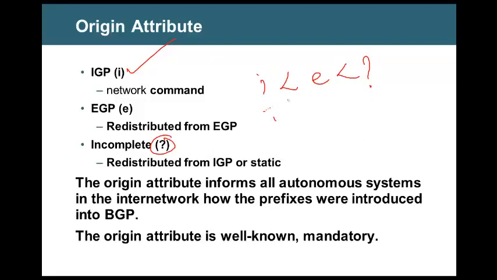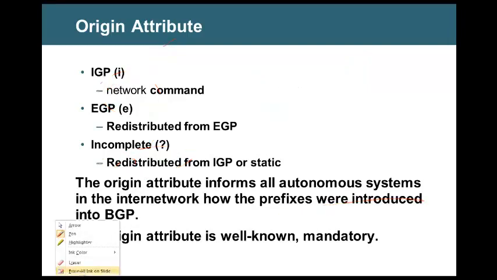Lower is always preferred. The origin attribute informs all the autonomous systems in the internetwork how the prefix was introduced. Was it introduced using the network command or through redistribution? If one source says through redistribution and the other source says network command, the network command is always preferred. And this is also a well-known mandatory attribute.